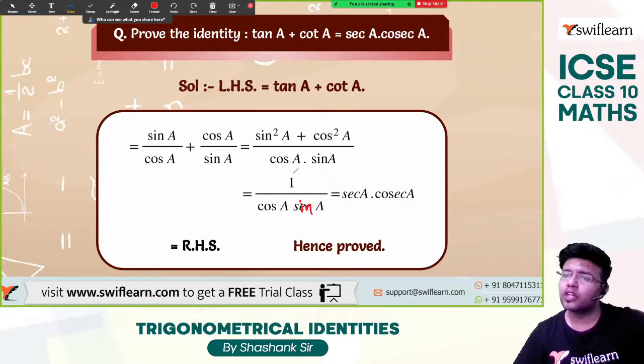Now take the inverse. How much is 1 by cos? 1 by cos is sec A. 1 by sine is cosec A, which is equal to RHS. Hence, it is proved.